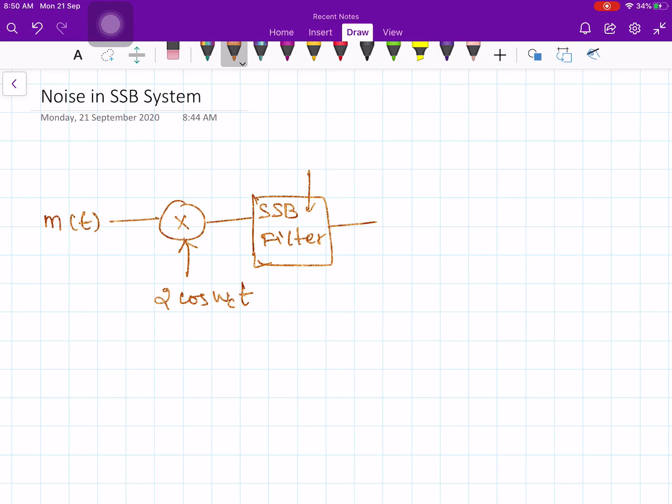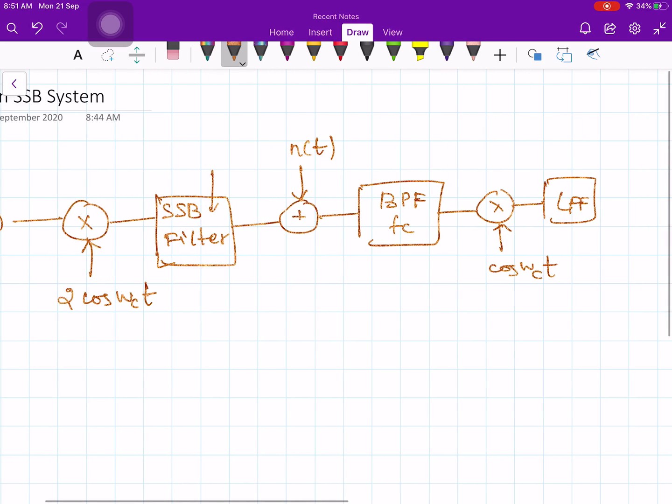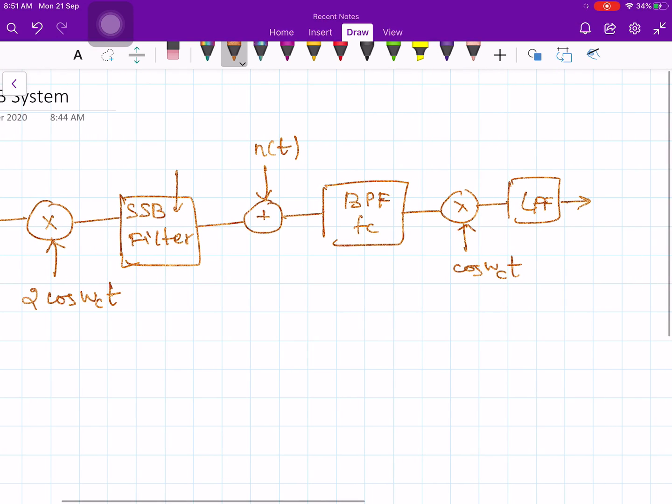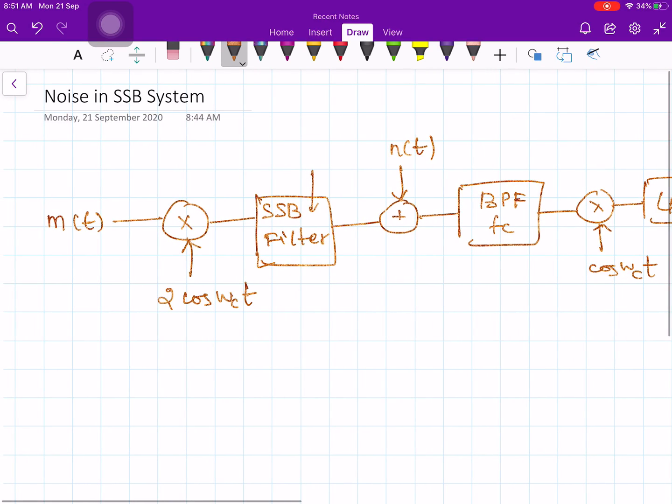In the channel noise is getting added, n of t, and then you put a band pass filter centered at a frequency of fc, and then in the demodulator you are going to use a synchronous demodulator. So here I am going to use cos omega ct, and after that put the low pass filter to remove the high frequency component, and then you get an output. Okay. So this is the simple block diagram of your SSB system, both transmitter and receiver.